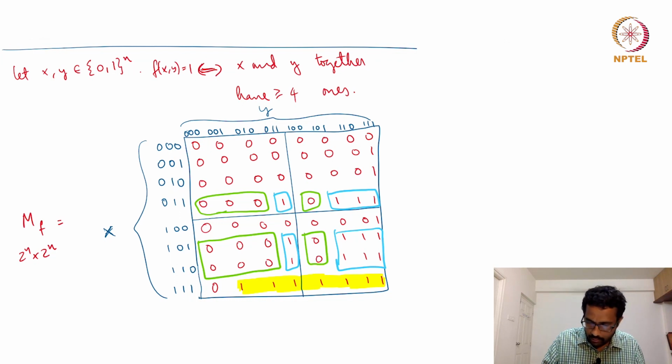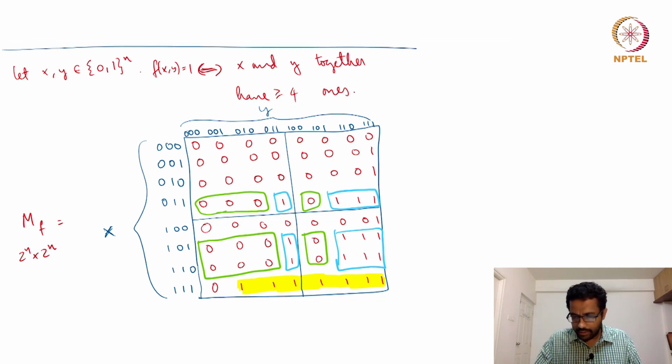Okay. Now consider this one over here that I am highlighting with yellow. This corresponds to the output when Alice's input is 0 1 1 and Bob's input is also 0 1 1. So together they have 4 ones. So f is also 1. That's why this entry has 1.